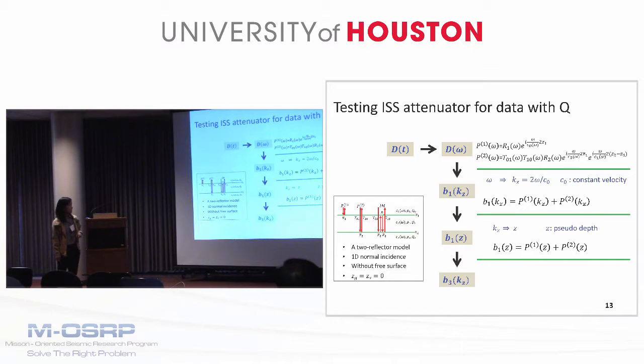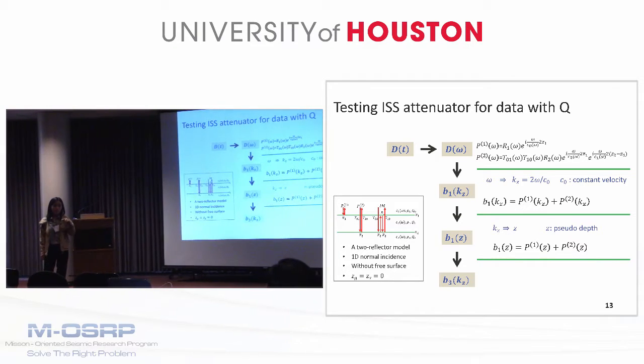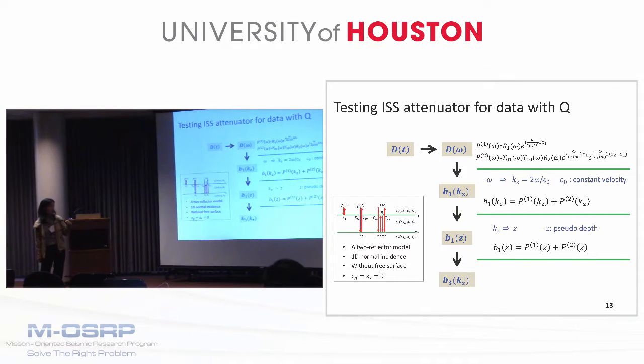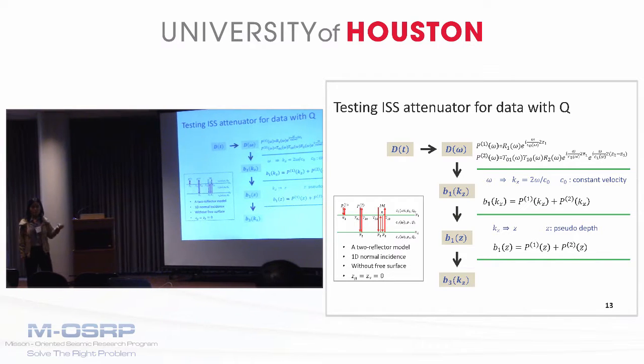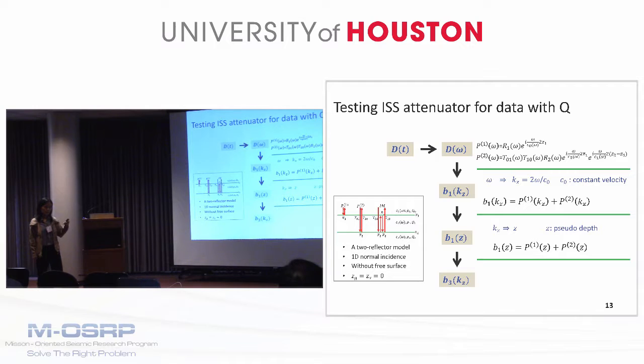After that, applying the Stolt migration, we can map the data further to the pseudo-depth domain in the form of b1 of z. Here, because we use a constant velocity, the absolute depth is not accurate. But the relative depth relationship among different events remains the same as in reality. For example, the first primary is generated at a shallower depth in the real world. Then in the pseudo-depth domain, it is still generated at a shallower depth in comparison with the second primary event. Next, we can take this b1 of z to the ISS attenuation algorithm and get the predicted internal multiple.